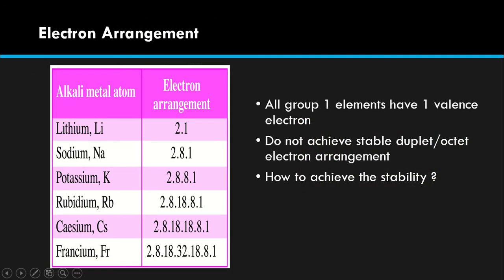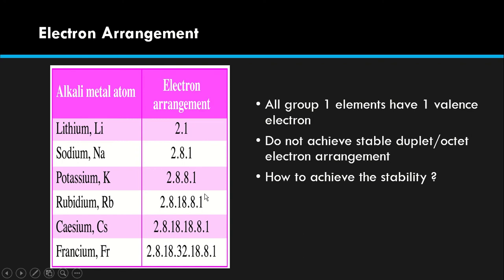Okay, the first one, we look at the electron arrangement. We know group 1 all have one valence electron. For example, the lithium atom has proton number 3, so the electron arrangement is 2.1, one valence electron. Sodium is 2.8.1, also one. Potassium also one. Rubidium all one. Okay, so all group 1 elements have one valence electron. So they do not achieve a stable octet or duplet electron arrangement. So how do they achieve stability?